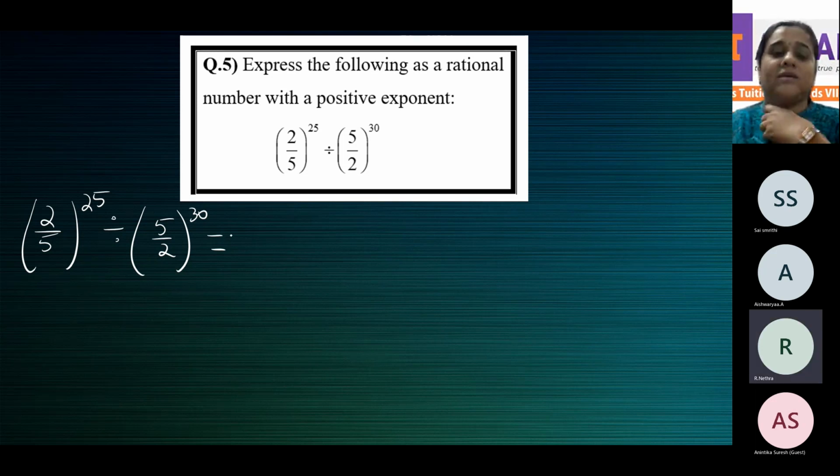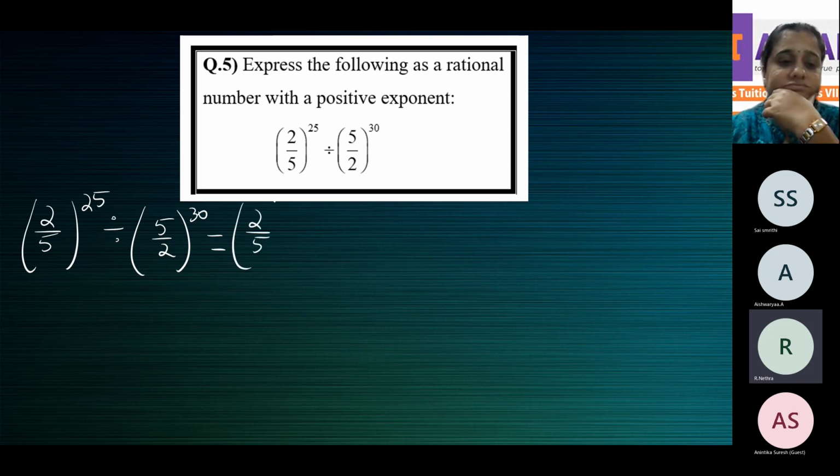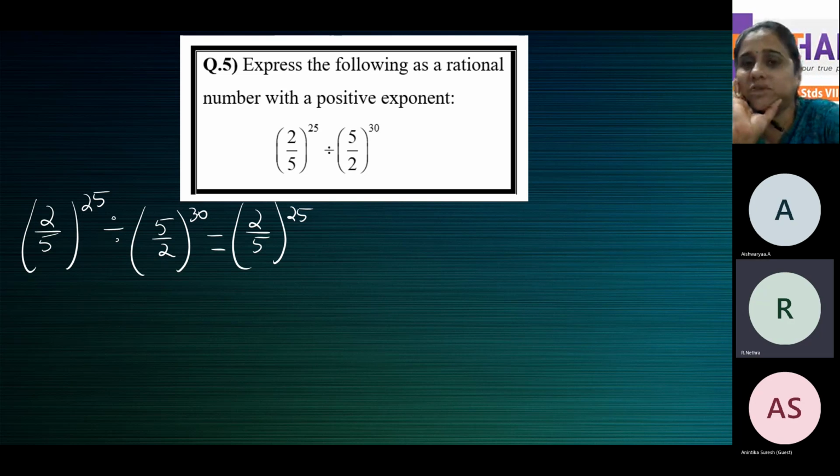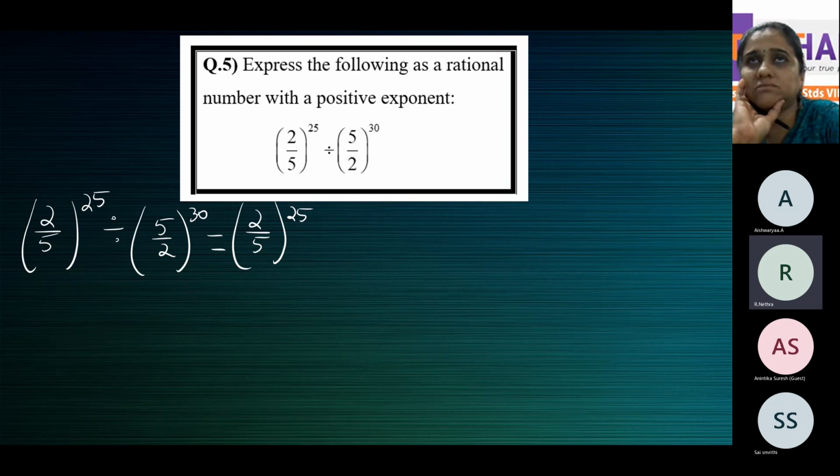Yes, ma'am. It is (2/5)^25 divided by (2/5)^-30, ma'am. Divided by (2/5)^-30. Well, the method which I just did, the last method, I want that one. Ma'am, then you should find the equivalent.